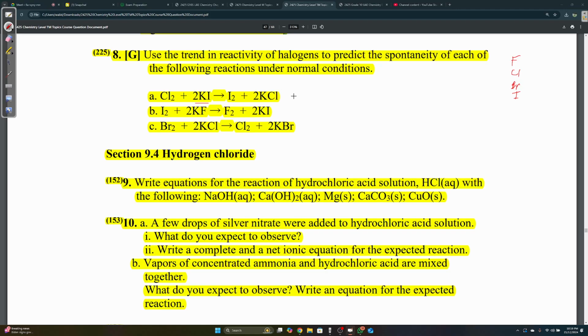Is Cl more reactive than I? Yes. So we're going to put a tick. Spontaneous. I2, 2KF. Remember, the one with the 2 should be more reactive than the one without the 2 as a subscript. So I should be more reactive than F. Is it? No.